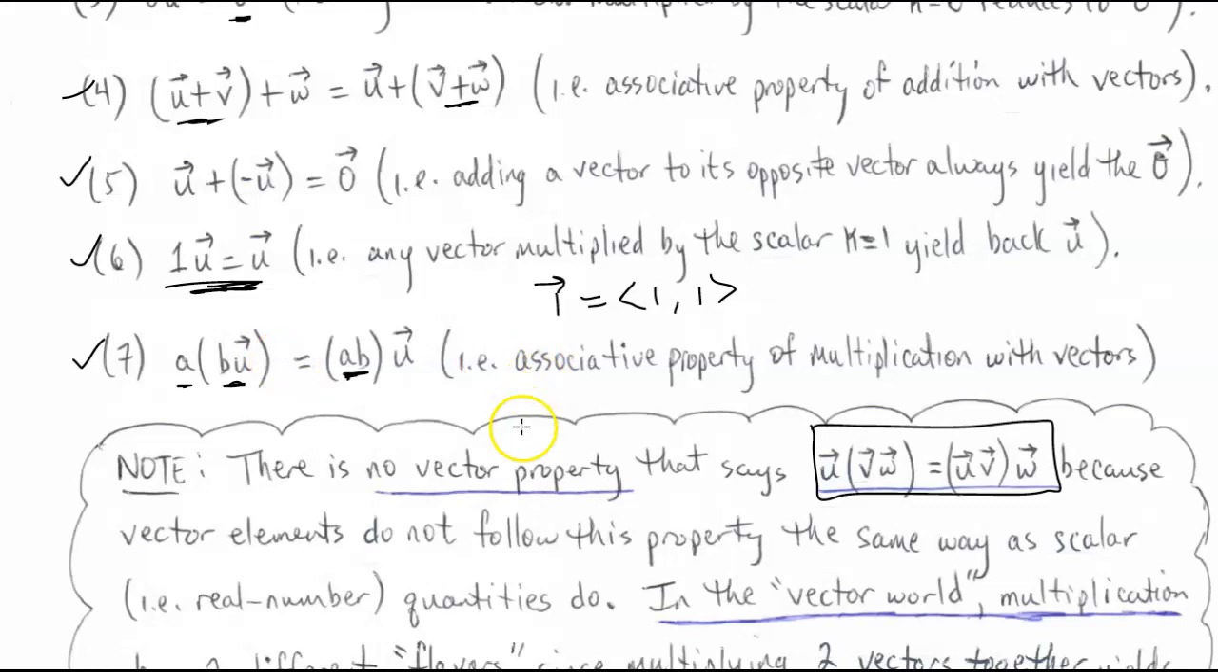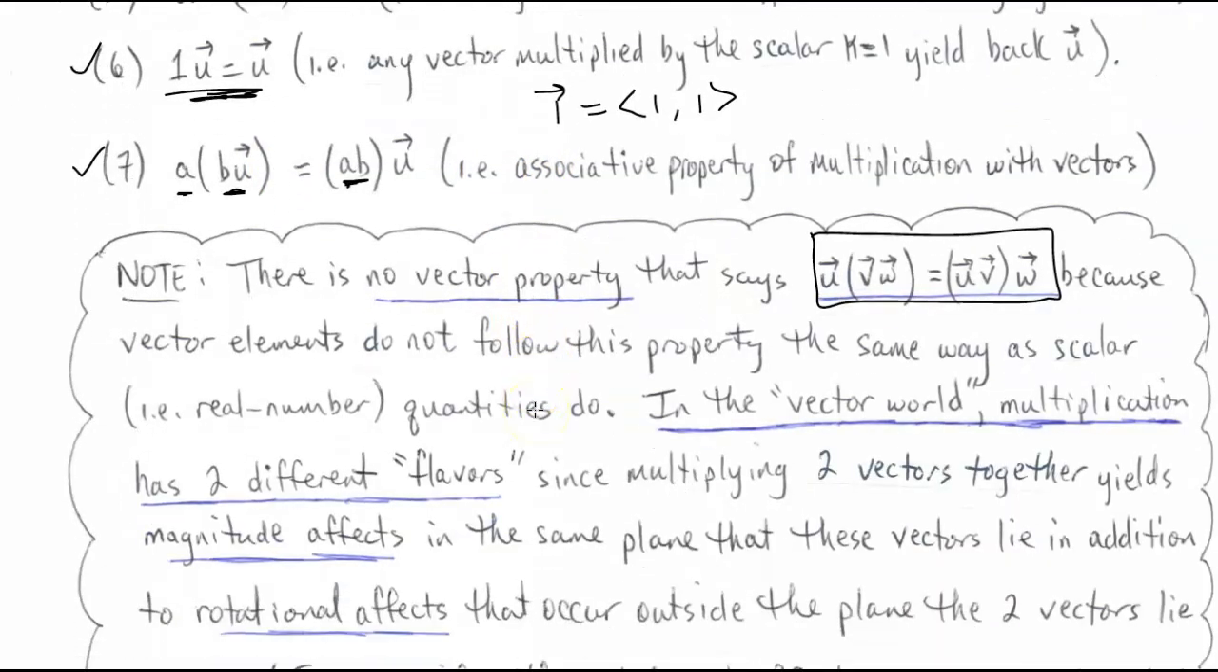That doesn't hold. Okay. And so the reason for that is that we don't have a vector property that says that we can do this directly. Or that vectors act like this. Now, in the vector world, this concept of multiplication has 2 different, what I call, flavors to it, because whenever we multiply a vector to another vector in the vector world, there's actually multiple things going on. So one of the things that's going on is that the magnitude of those vectors are affected.